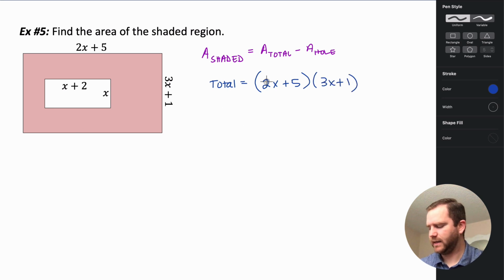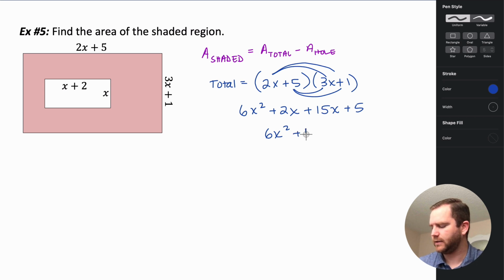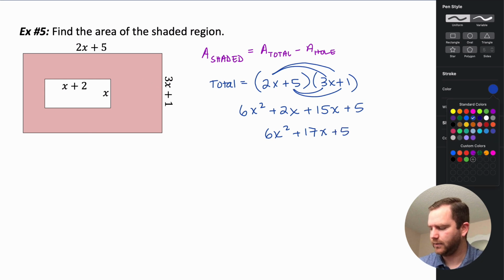So let's actually find this area. 2x times 3x, that's going to be 6x squared. 2x times 1, that's 2x. So that's the first term. Taking the second term and multiplying it through, 5 times 3x, that's 15x. And then 5 times 1 is 5. Combining our like terms, we're going to get 6x squared. It has no like terms. The 2x and the 15x are like terms, giving us 17x, and 5. So that's the total area, the area of the full rectangle.